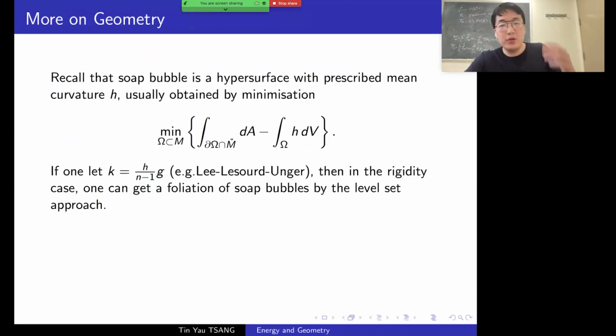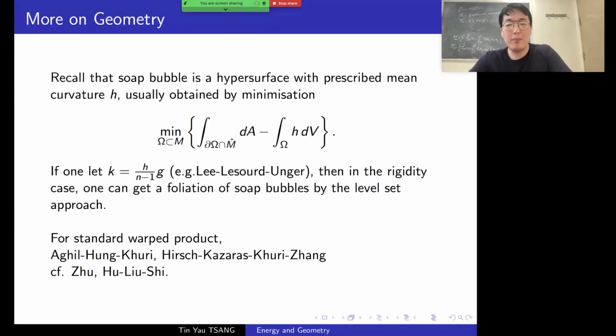Okay, so now we want to talk more on geometry, because some people are not working on general relativity. But what's so special about this technique on geometry itself? As Charlie has mentioned, a soap bubble, or milk bubble, is a surface with prescribed mean curvature H, which is usually obtained by a minimization process. If one lets the K tensor be H times the metric G, where H is a prescribed function and G is the metric, then there is a folklore in the community, first shown in the literature by Lee, Lesourd, and Unger, that we can get a foliation of such bubbles by the level set approach.